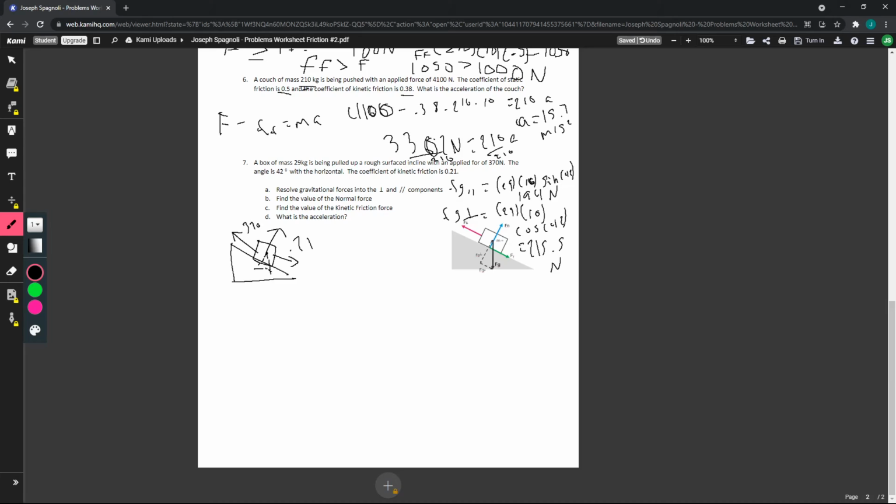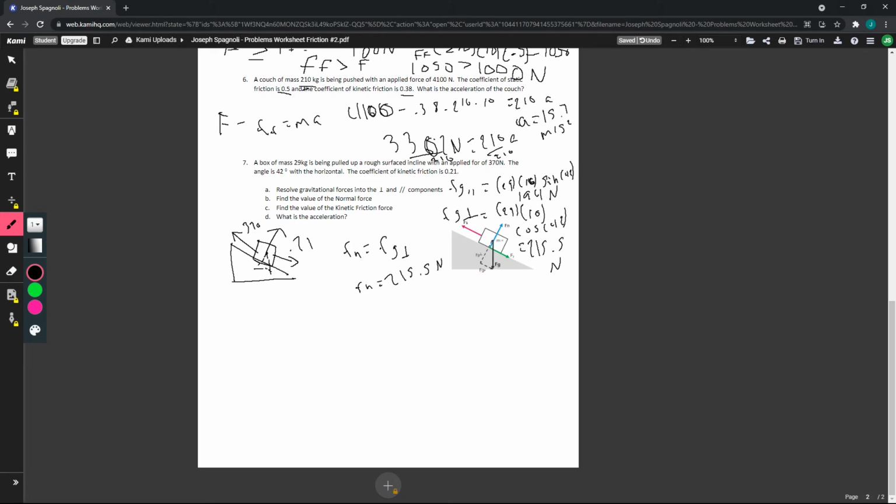Find the value of the normal force. Now, as we know, normal force is usually equal to force of gravity, but because it's on an incline, normal force, or Fn, is equal to force of gravity perpendicular. And we've already found force of gravity perpendicular as 215.5 newtons.